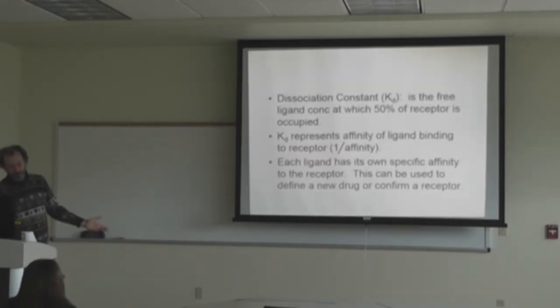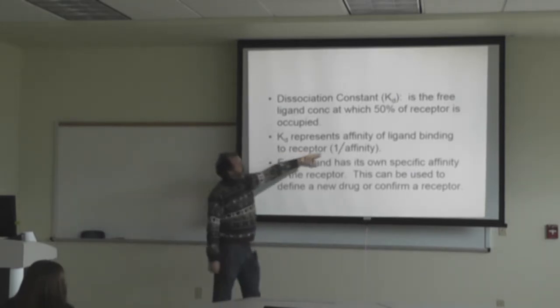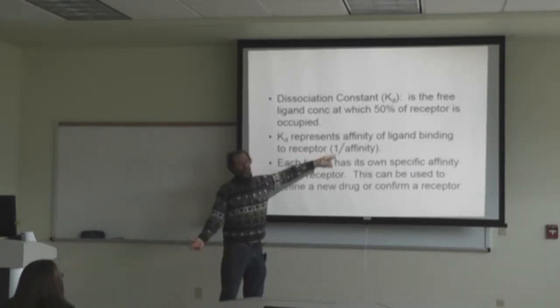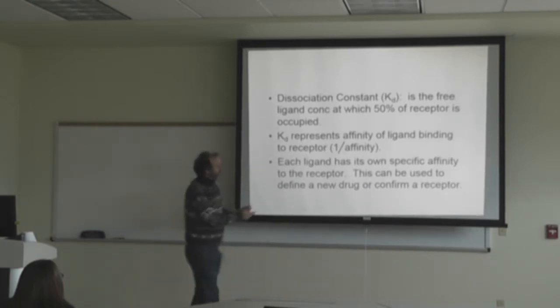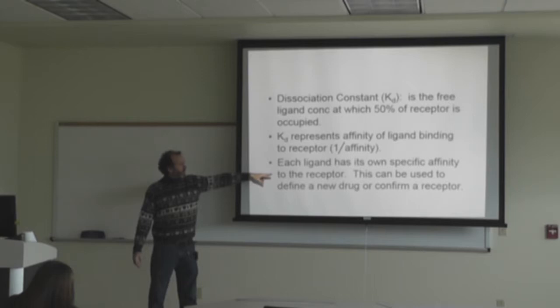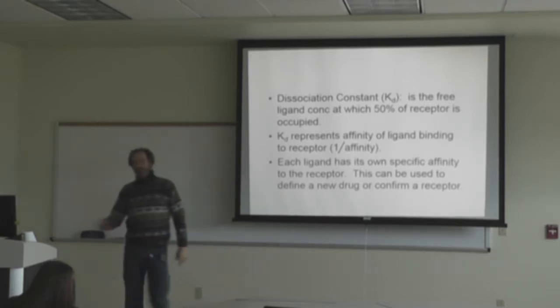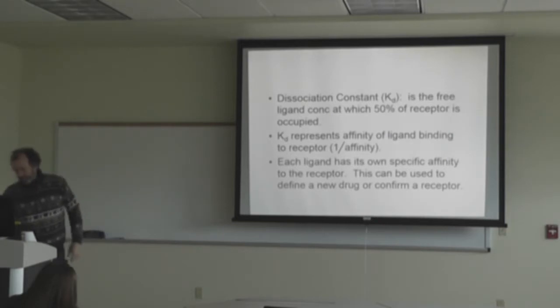So KD represents the affinity of ligand binding to the receptor. It's really 1 over the affinity because it's 1 over the affinity constant. So really small KDs, really tight binding. Each ligand has its own specific affinity to the receptor, and this can be used to define a new drug or confirm a new receptor, right?